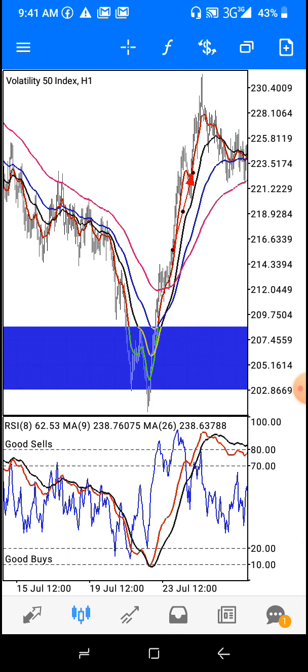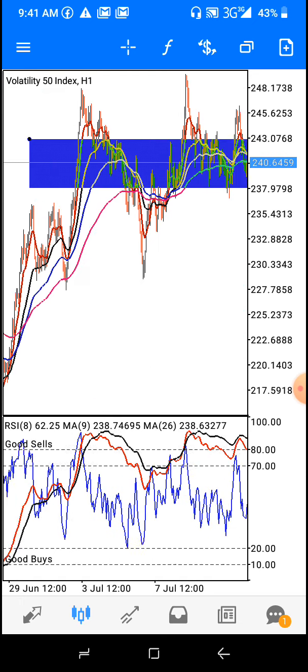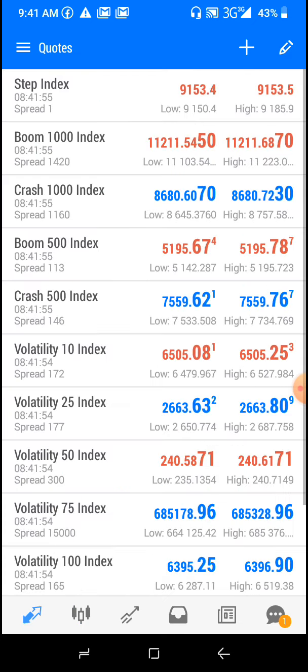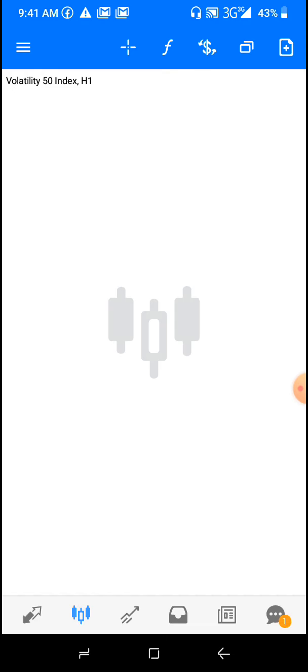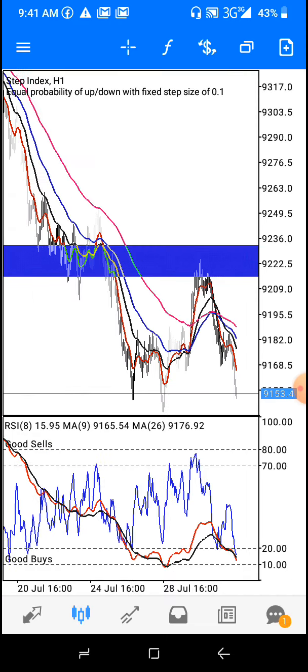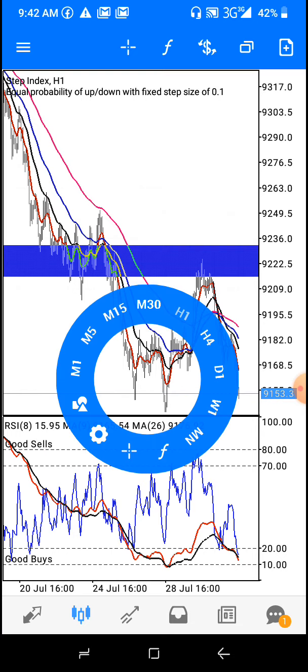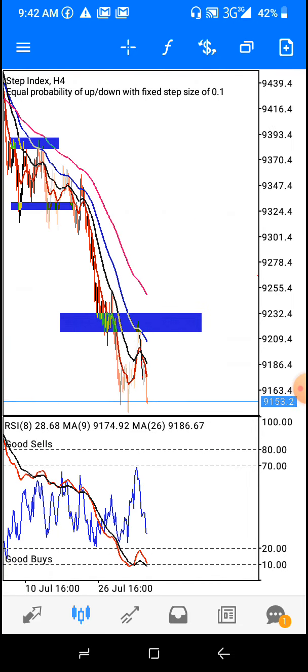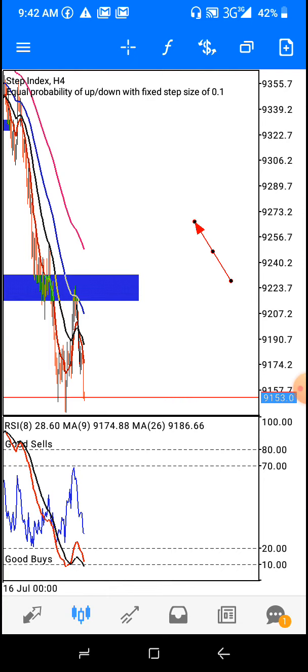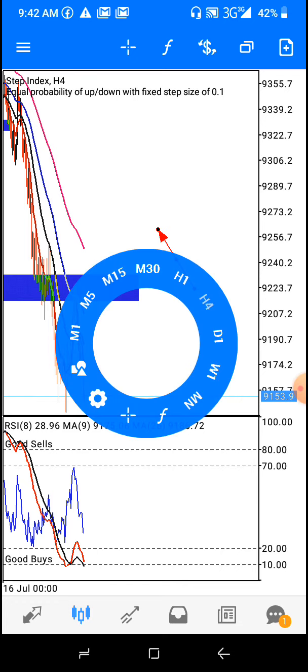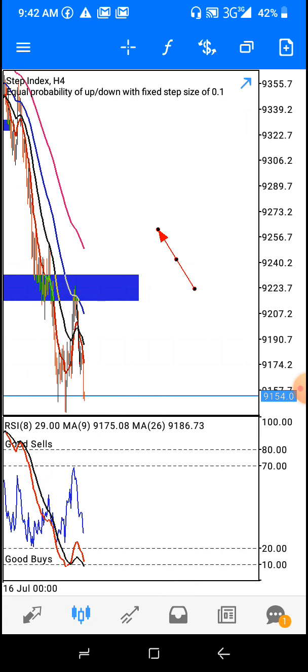I would love to also use this opportunity to show you another chart explaining how I apply it on step index. So here on step index, you can actually see that when the market came to this particular area, what happened? It bounced back. That means the 50 exponential moving average in this case is acting like a resistance level.